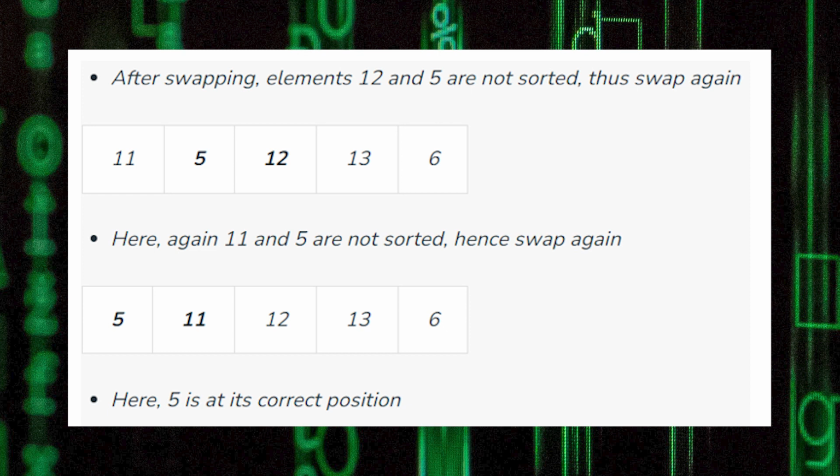Now in the fourth pass, the last element, that is 6, is to be compared with 13, then compared with 12, then compared with 11, then compared with 5.